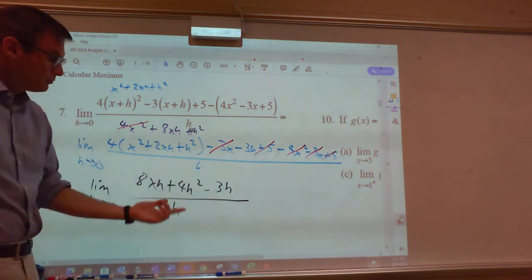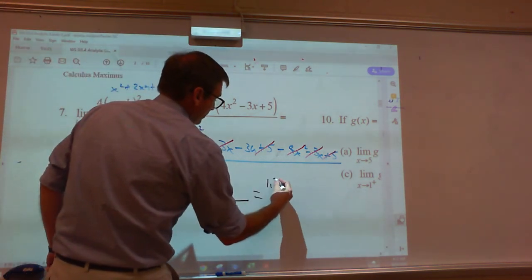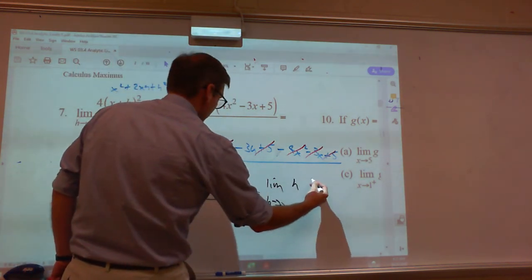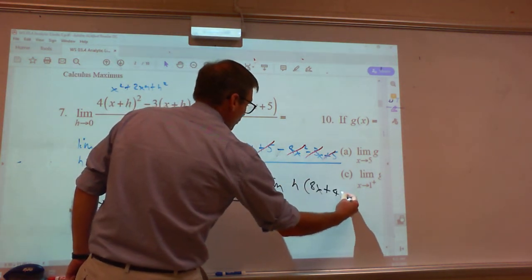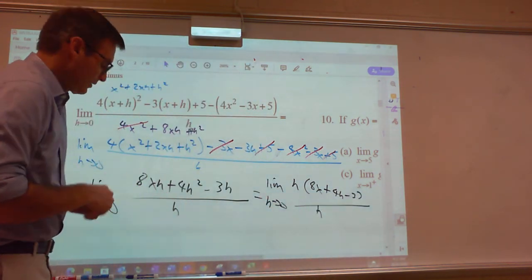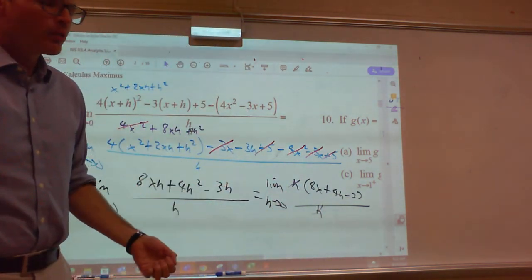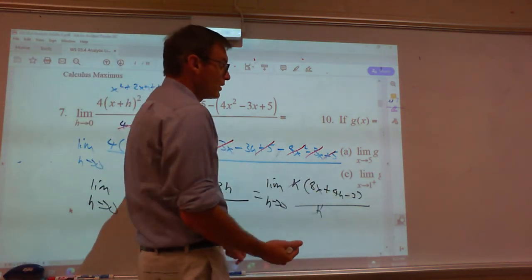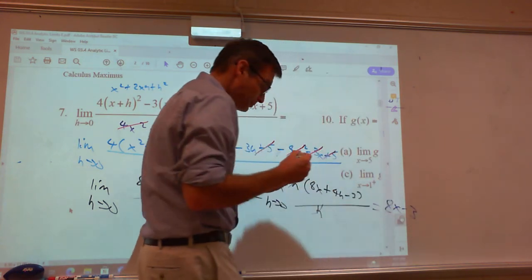But now if I look at it, I can see there's an h in common at the top. So when I rewrite this, that's going to give me the limit as h goes to 0. I'm going to pull an h out of the top and end up with 8x plus 4h minus 3 all over h. And now I can cross the h's out. And at this point, when I plug in h equals 0, I'm not going to get 0 over 0. When I plug in h equals 0, this goes away, and my final answer is 8x minus 3.